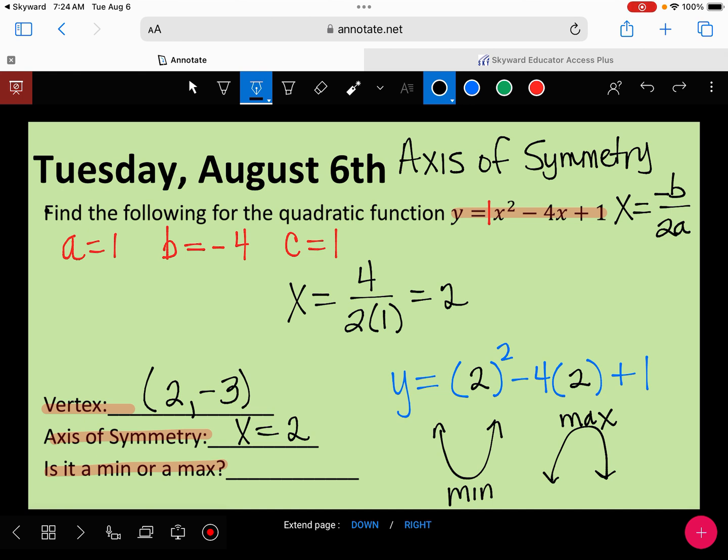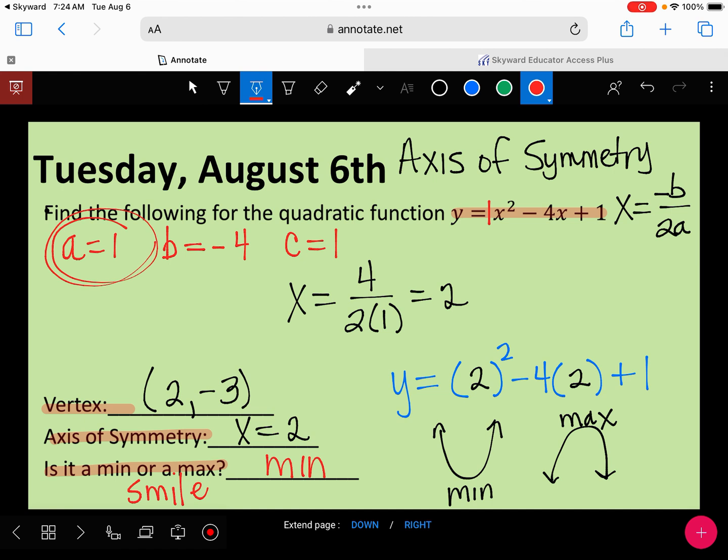If A is positive, it's a smile. And if A is negative, it's a frown. I like to say that A stands for attitude. If it has a positive attitude, it's smiling. If it has a negative attitude, it's frowning. So A is positive. Does everyone see how this is a positive one? So that means that this graph is a smile. And because it's a smile, it has a minimum. It doesn't have a maximum, it has a minimum.